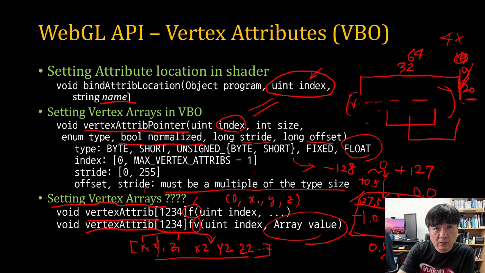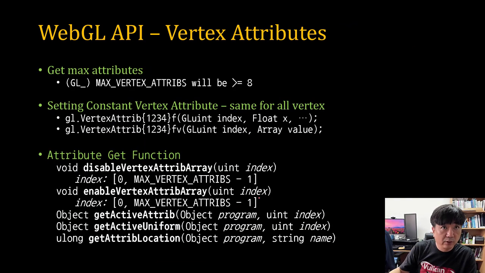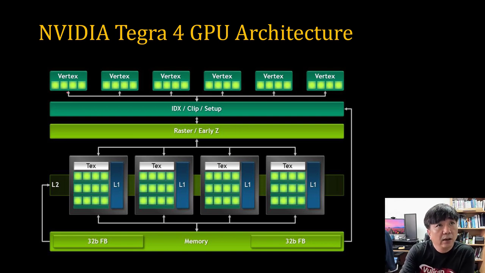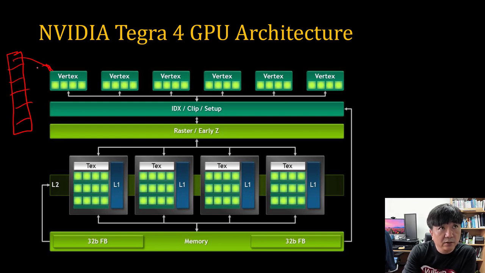Then, this is something strange. Why? So I will go back to here. I said that the vertex attribute is multiple. It is divided into something. So it goes to here, it goes to here, it goes to here. Then it is processed in multiple, in parallel.